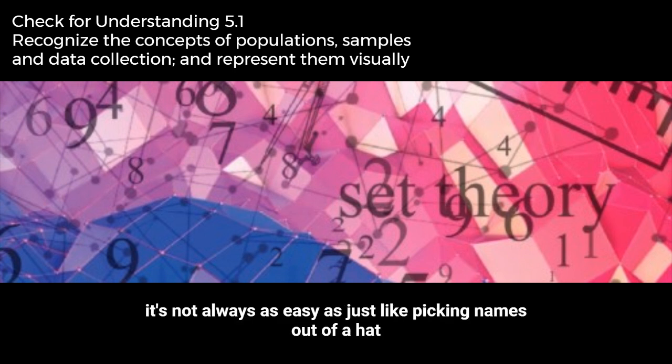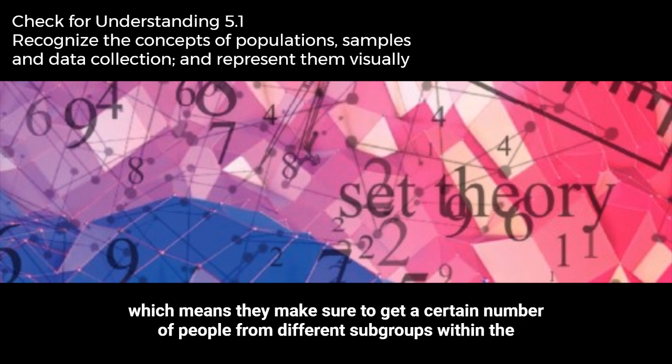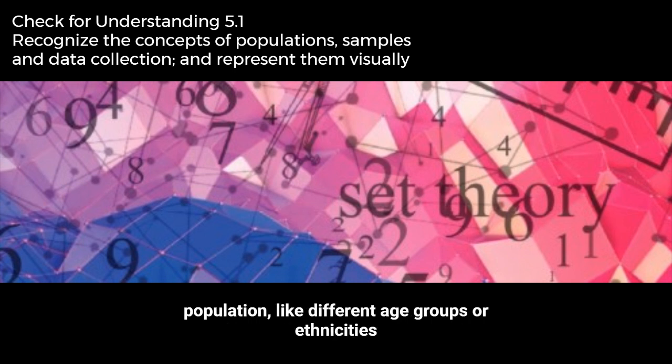Now, in practice, it's not always as easy as just picking names out of a hat. Sometimes researchers use something called stratified random sampling, which means they make sure to get a certain number of people from different subgroups within the population, like different age groups or ethnicities.